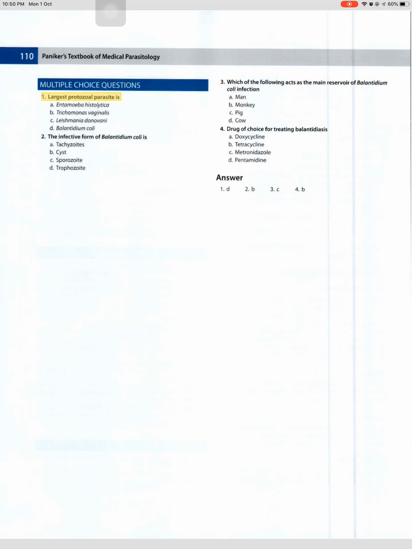Multiple choice questions. 1. Largest protozoan parasite is: A. Entamoeba histolytica. B. Trichomonas vaginalis. C. Leishmania donovani. D. Balantidium coli. 2. The infective form of Balantidium coli is: A. Trichozoites. B. Cyst. C. Sporozoite. D. Trophozoite.